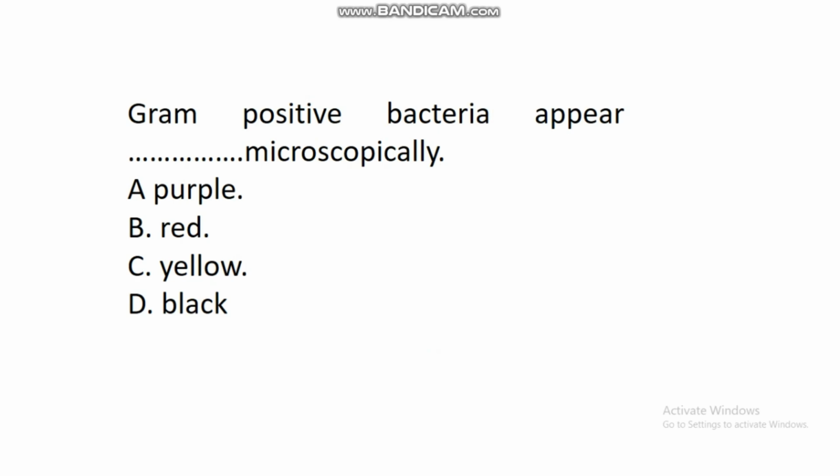The next question says, gram-positive bacteria appear dash microscopically. A. Purple, B. Red, C. Yellow, D. Black. In this question, the correct answer is A. Purple.